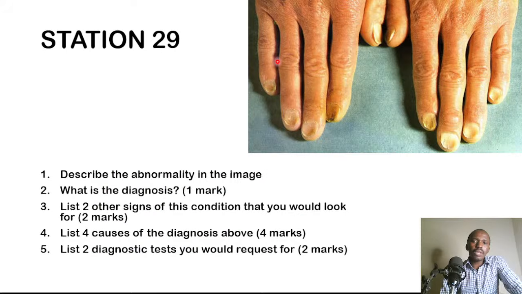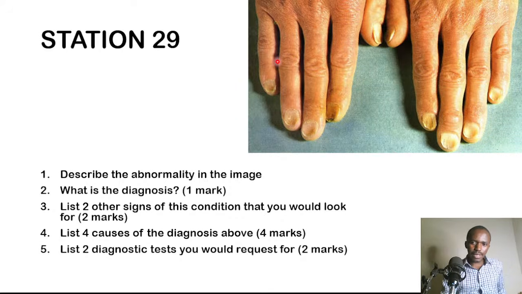Then station 29, describe the abnormality in the image. What is the diagnosis? List 2 signs of this condition that you would look for. List 4 causes of the diagnosis above. List 2 diagnostic tests you would request for.